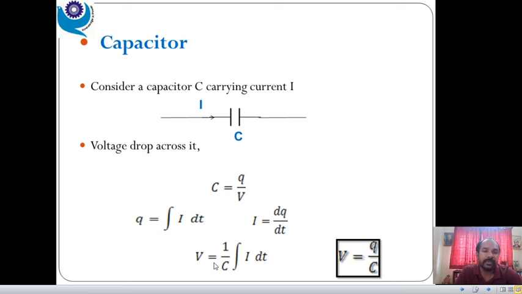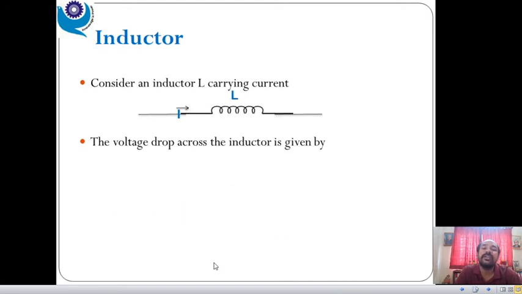So this is the basic principle: a capacitor stores energy electrostatically and an inductor stores energy electromagnetically. Now the point is how we can analyze or correlate this electrical system to the mechanical system. Fine.